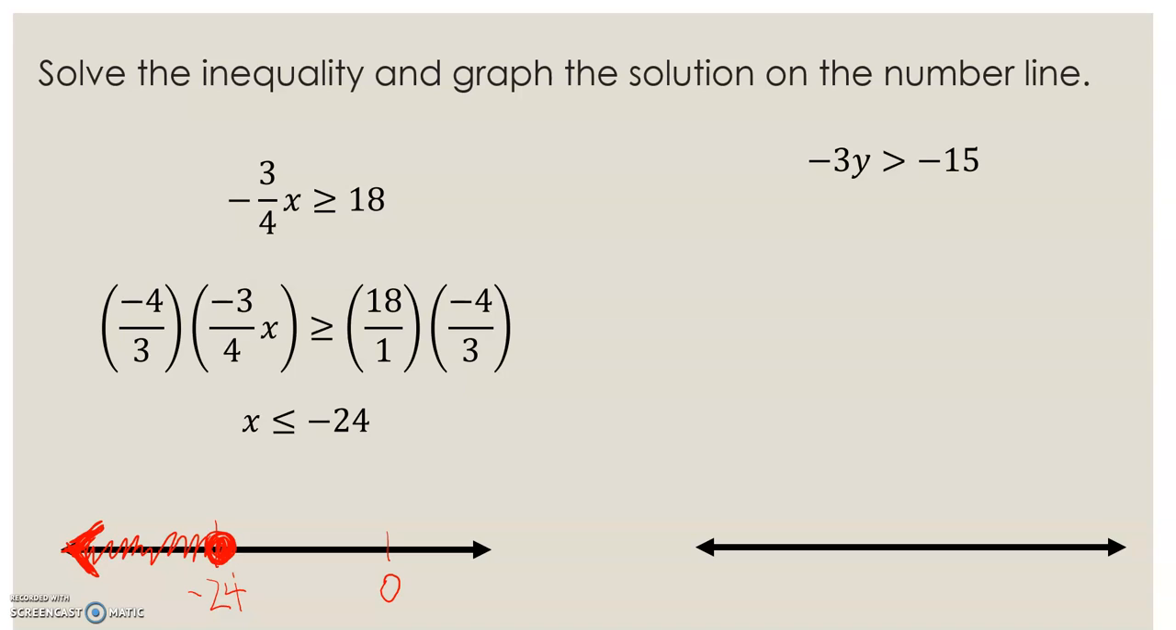-3y is greater than -15. We're going to divide both sides by -3. We divided by a negative, so we do need to flip the inequality sign. Y is less than 5. To graph that, we'll put 0 and 5. Less than 5 is an open circle and shaded to the left.